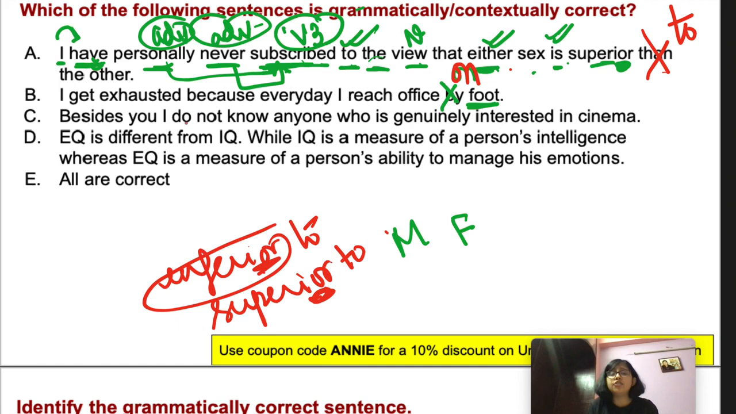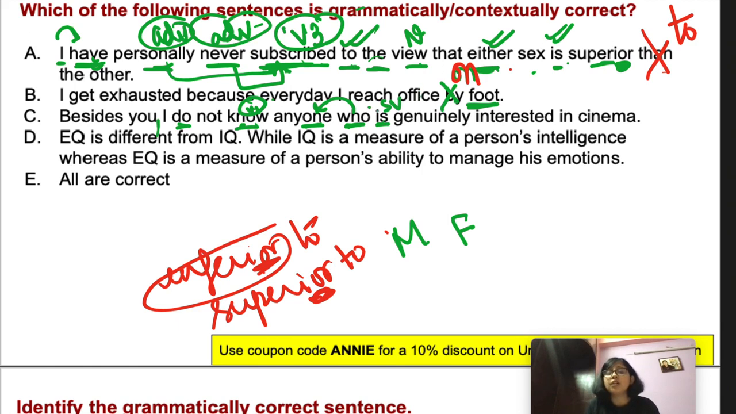Next, besides you, I do not know anyone who is genuinely interested in cinema. Besides you means except you. Except you, I do not know. So do plus V1, this is correct. Do not know anyone who is. Now before who, what do you have? Anyone. So here a singular verb has been used.